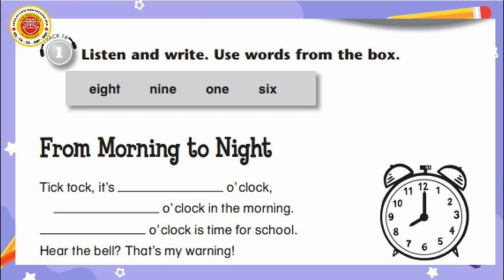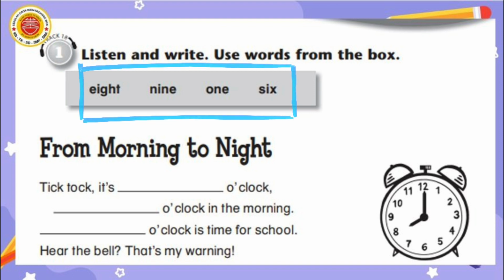Firstly, we do exercise 1 on page 51. Listen and write. Use words from the box. Dengarkan dan tulis. Gunakan kata yang terdapat di dalam kotak, yaitu 8, 9, 1, and 6.